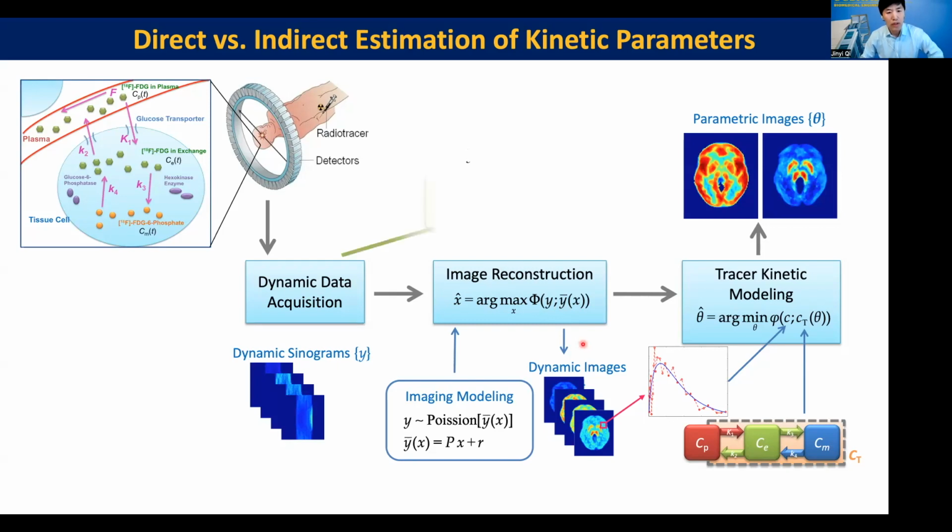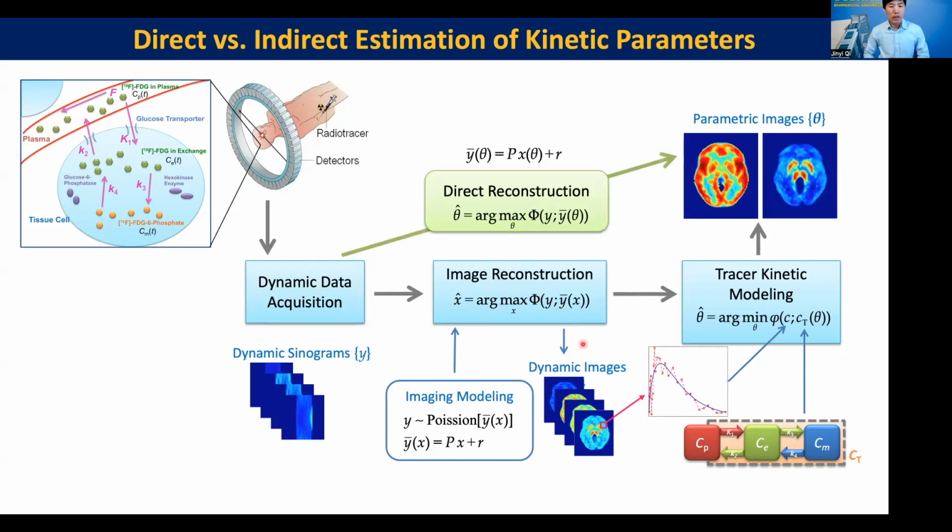The approach we're going to talk about today is the direct estimation of the parametric images from the sinogram data. Whether we form some intermediate image or not is not important, but the goal is really to work from the raw data directly and try to get an estimate of the parametric images.